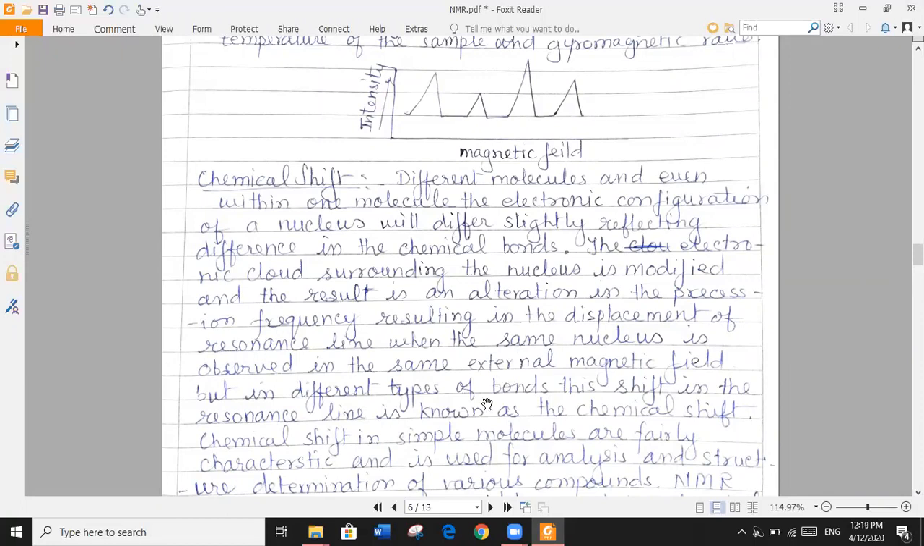This shift in the resonance line is known as chemical shift.